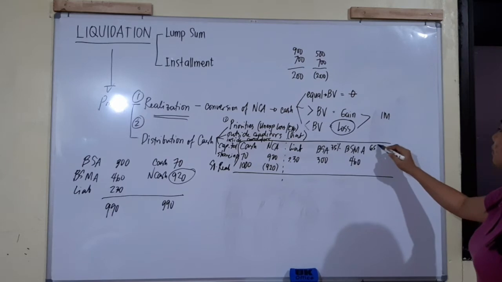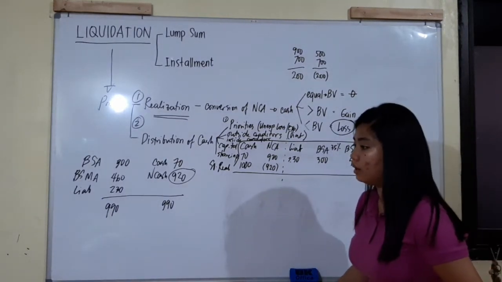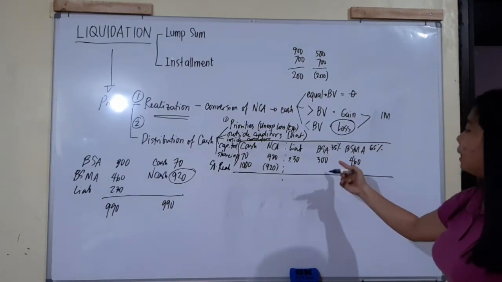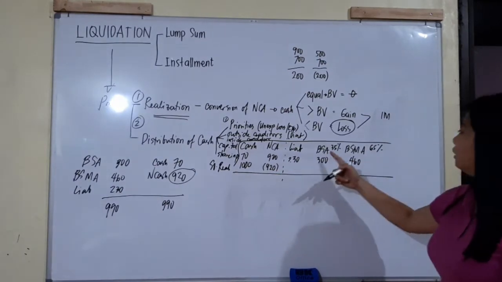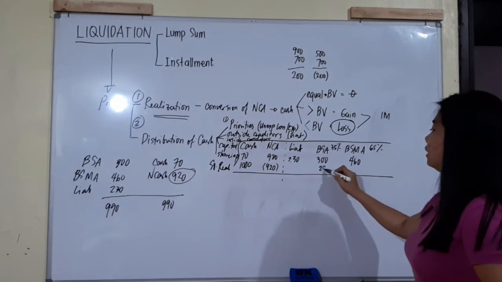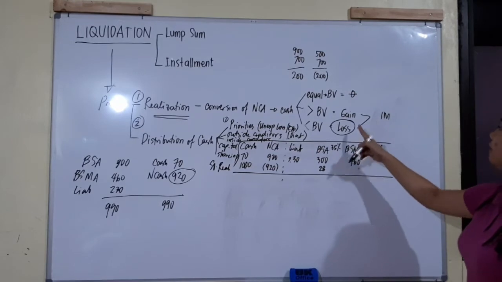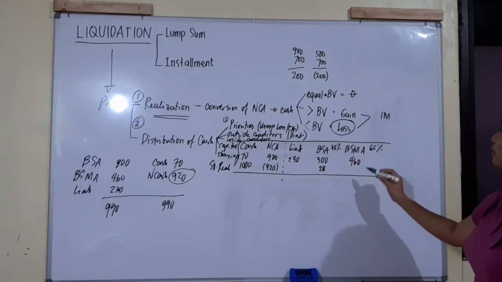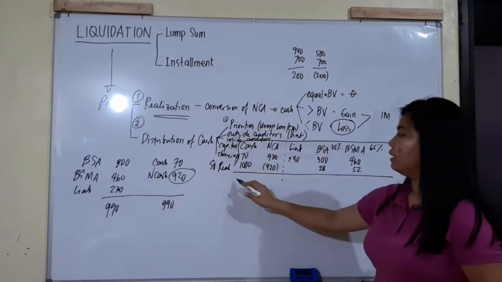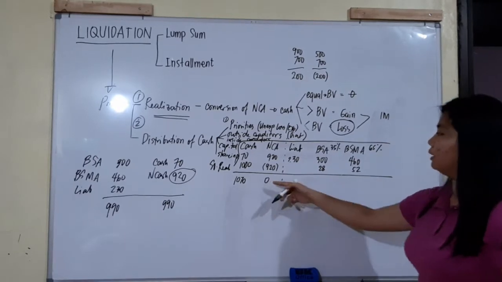35 and 65. So, 80, magkano yung magiging tubo, ay magiging profit para kay BSA. So, we have 80,000 multiplied by 35%. So, meron tayong 28,000. Then, 80 na gain times 65%, we have 52,000. Therefore, after the realization, the balances of the accounts will be 1,070,000, this is already zero.